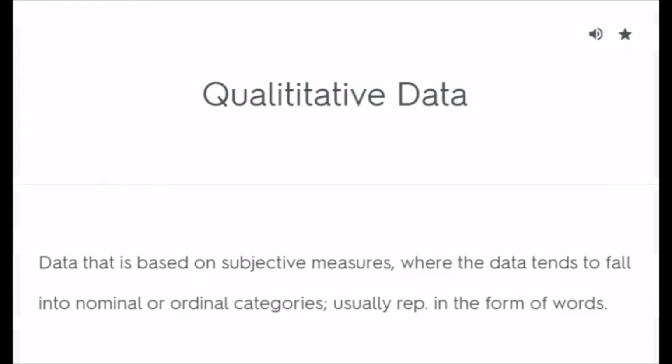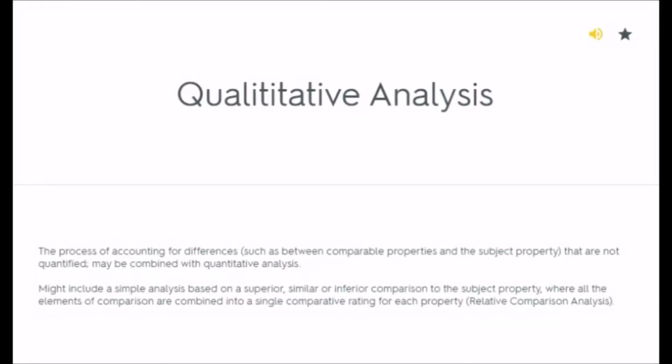Qualitative data. Data that is based on subjective measures, where the data tends to fall into nominal or ordinal categories, usually represented in the form of words. Qualitative analysis.